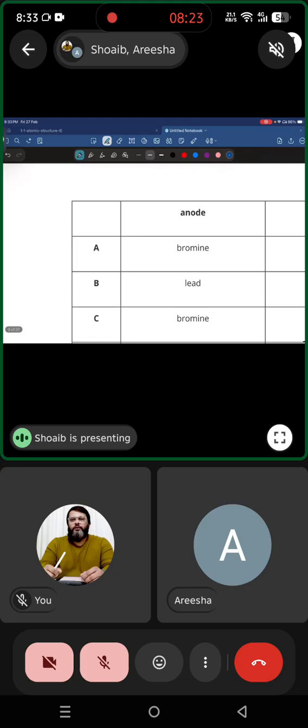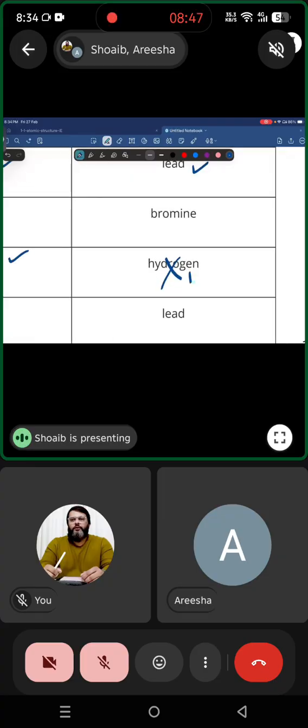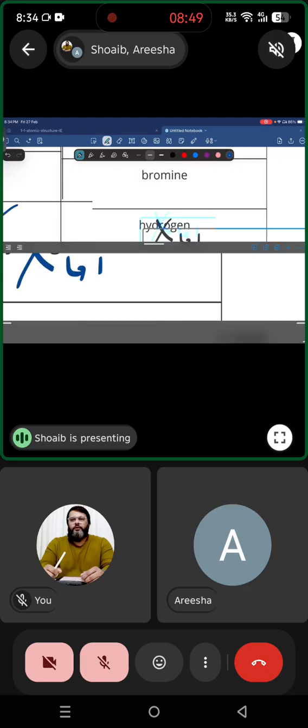Let's see. At the anode you will have bromine, so we do not require B and D here. Now we have to work on A and C. So A is the correct answer here. Why? Because lead is produced here, not hydrogen. Hydrogen is only produced in an aqueous solution.